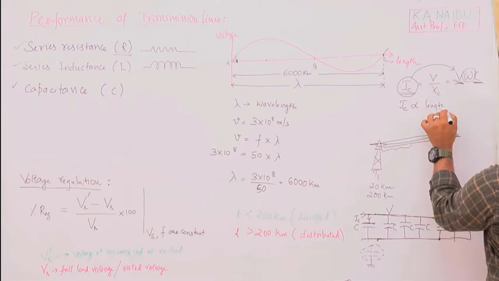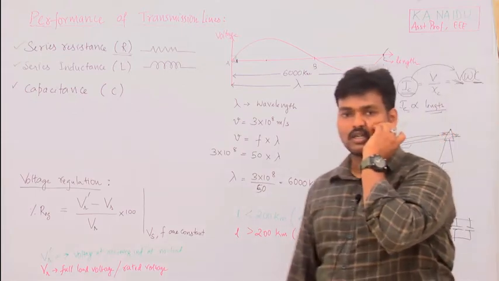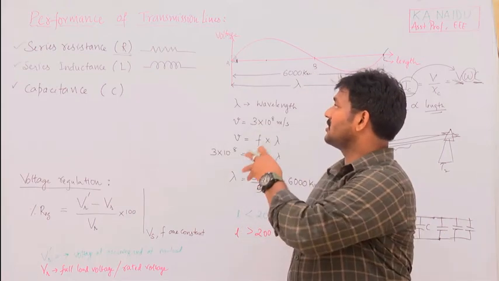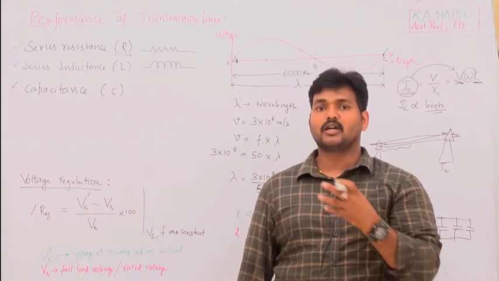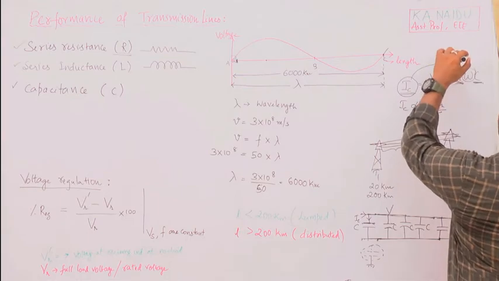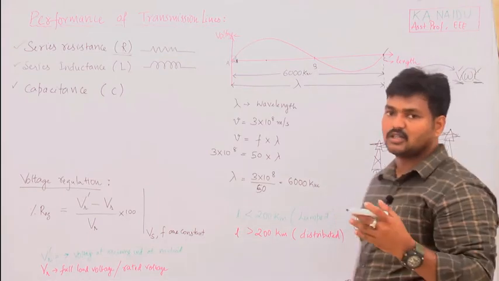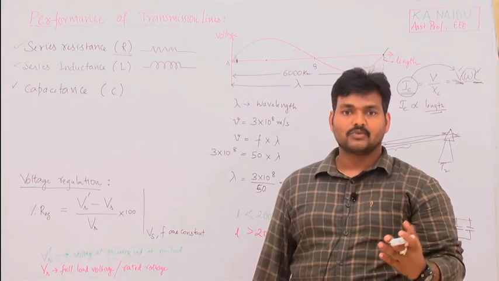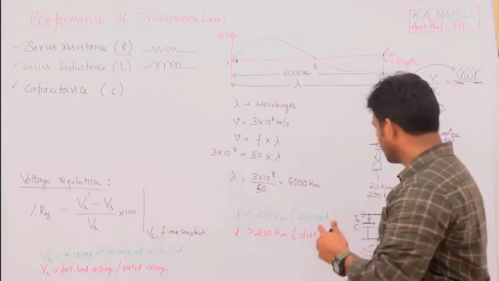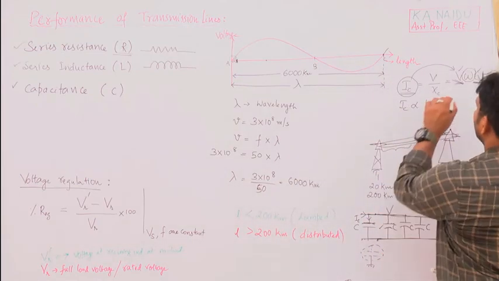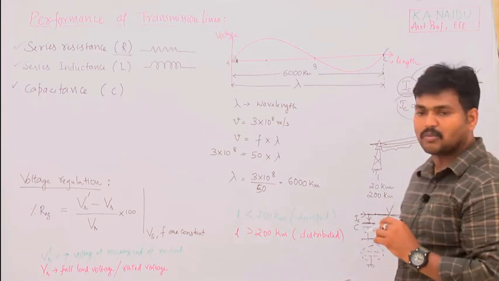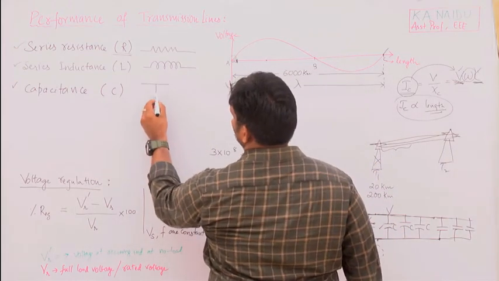So if the length of the line is more, capacitance is more, and the charging current can be taken as proportional to length. The important point is that you have to consider the capacitance parameter for determining the performance of the transmission line in 2 conditions. One is when the voltage is very high, the other is when the length of the transmission line is also high. If the voltage is less and the length is less, the charging current is less and you can neglect the effect of this shunt parameter capacitance. But whenever the voltage is high and the capacitance is high, you cannot neglect the effect of capacitance. So this is the symbol for capacitance, C.